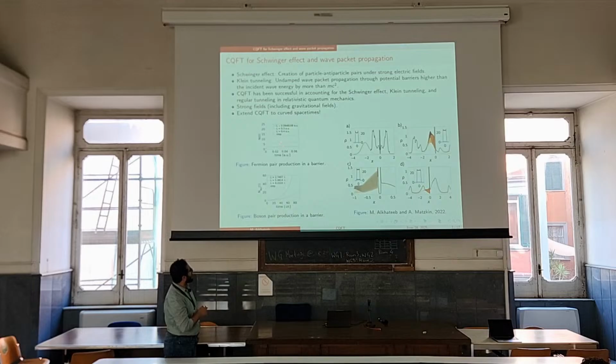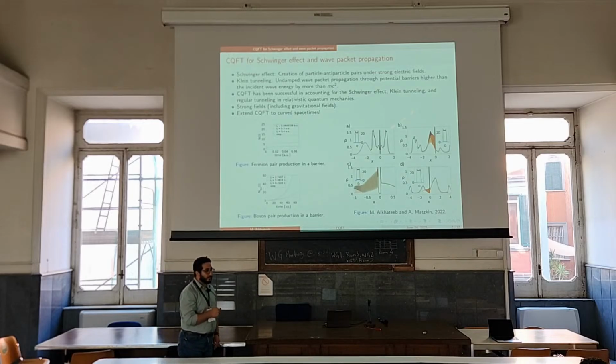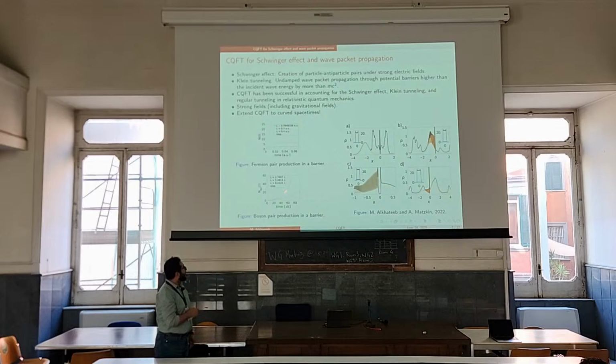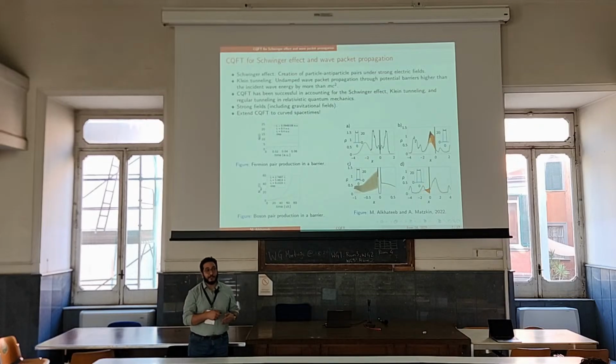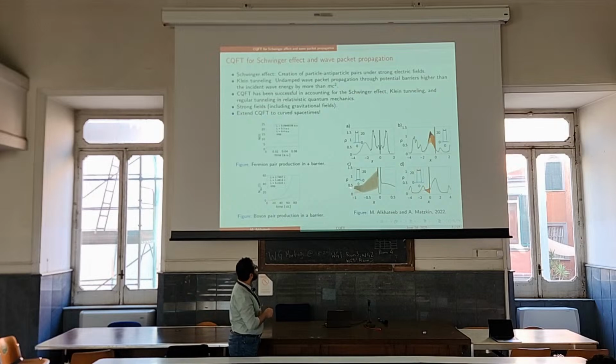and the narrower the barrier, the faster the saturation of a creation. So the number of created particles reaches a saturation value, and the narrower the barrier, the faster the saturation happens. In the case of bosons, on the contrary, the narrower the barrier, the faster the creation happens. So we have a faster exponential creation. In the case of Klein tunneling, we see that we propagate a wave packet, while we can also account for the creation of pairs of particles and antiparticles.